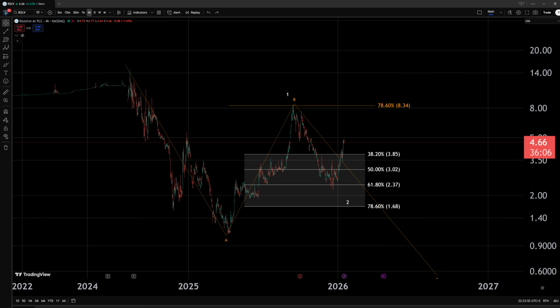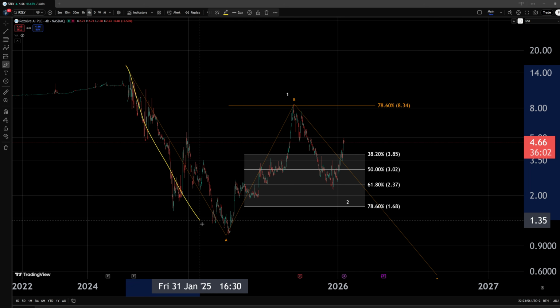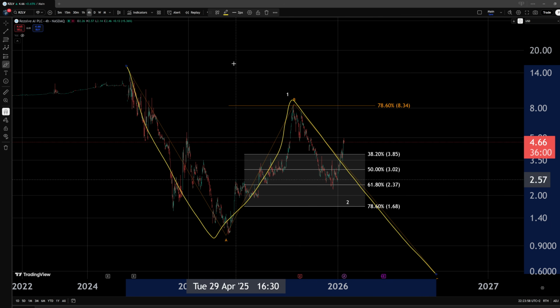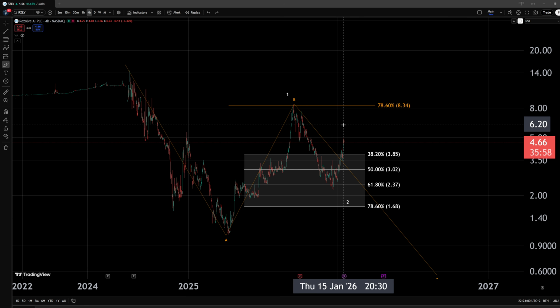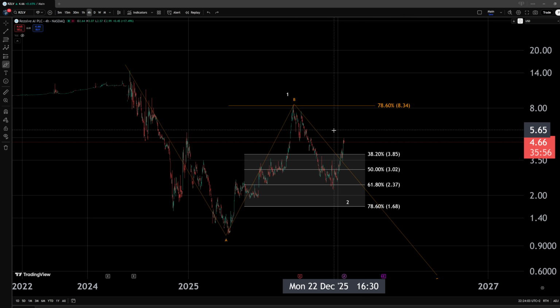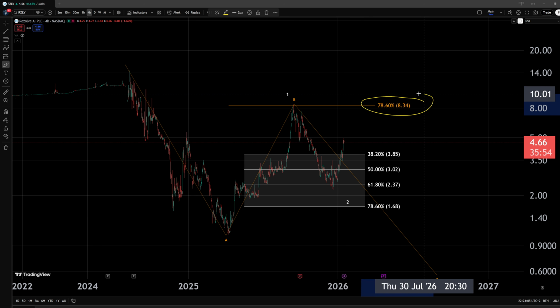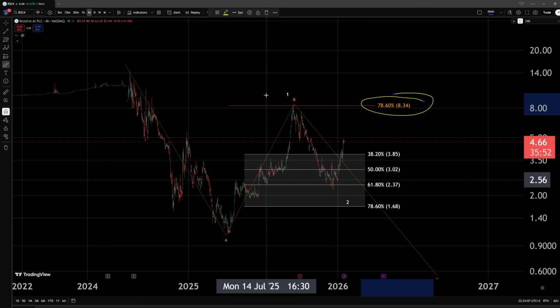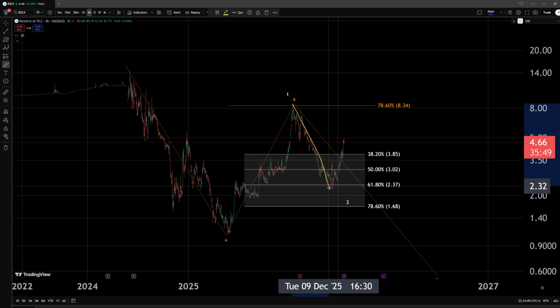In this video we are looking at Rezolve AI. It is time for another update, and on this chart we have been tracking this idea of a large ABC structure, and we weren't necessarily focusing as much on this interpretation initially, but since we got rejected at the last level of resistance, the 78.6% retracement, we create this massive push to the downside.